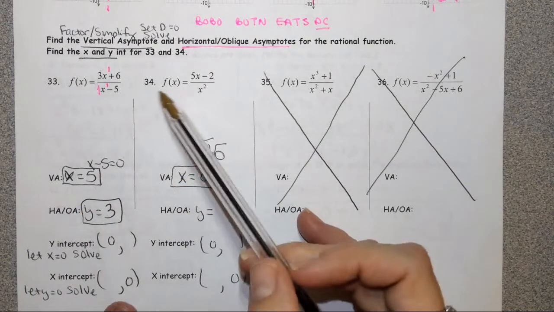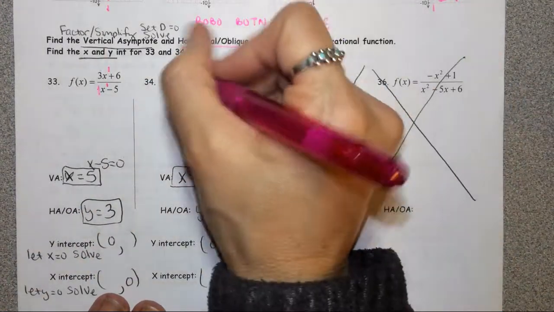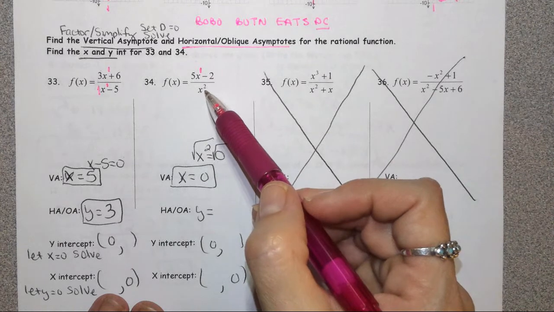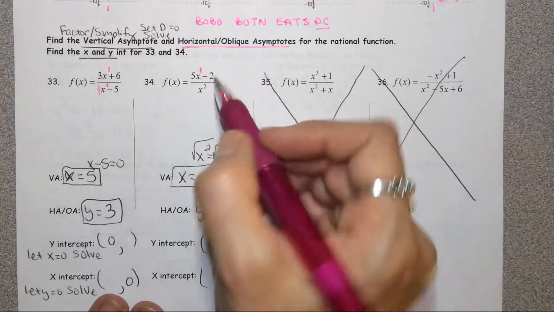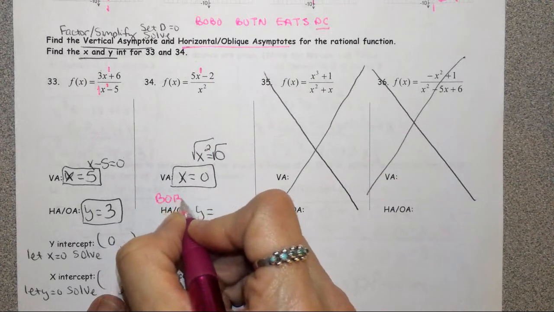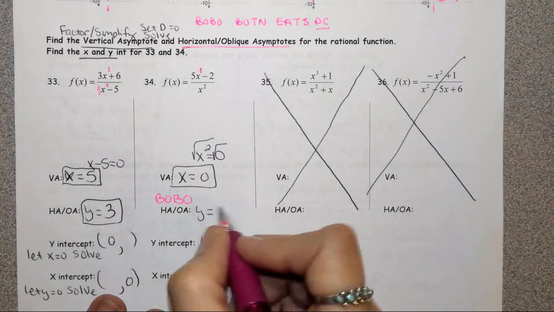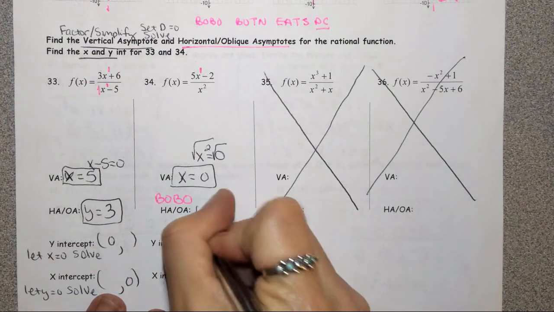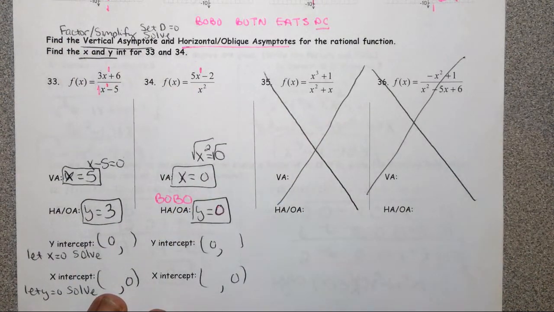Done. 34 is going to work the same way. I have an exponent of 1 on the top, an exponent of 2 on the bottom. So is it bigger on the top, bigger on the bottom, or are they the same? It's clearly bigger on bottom, so when it's bigger on bottom, it's called BOBO, which means y equals 0. So your answer is y equals 0.